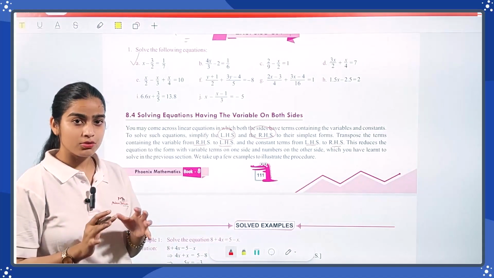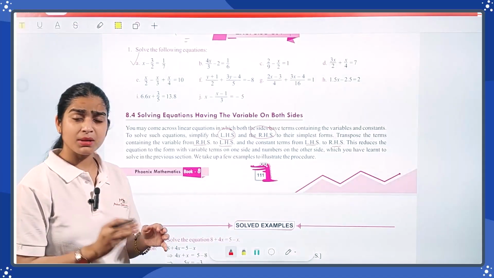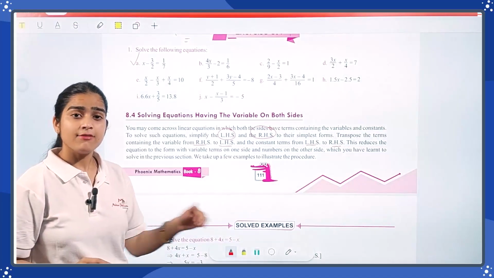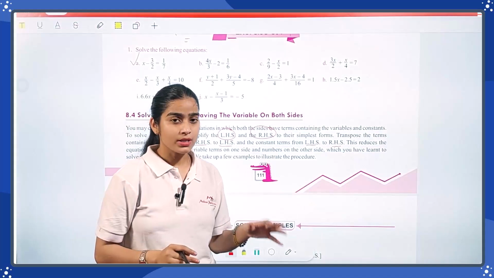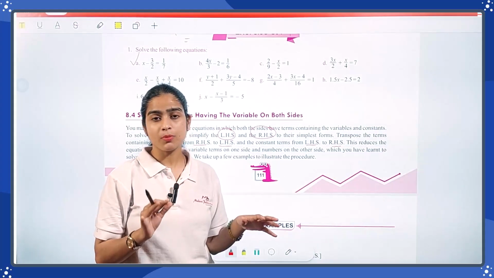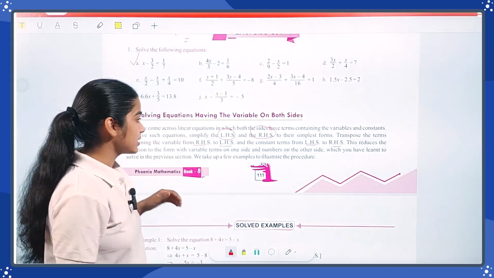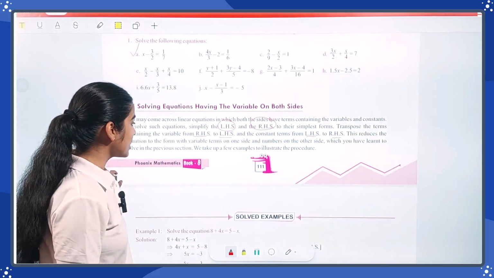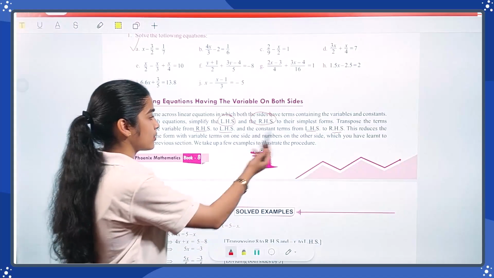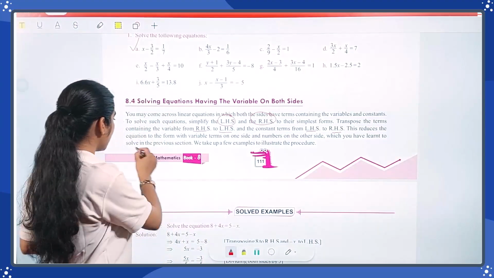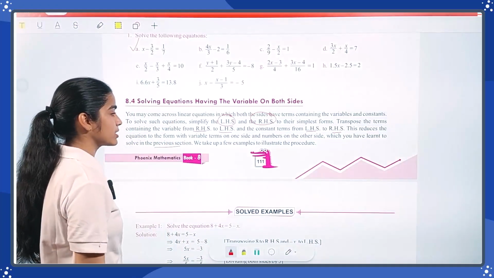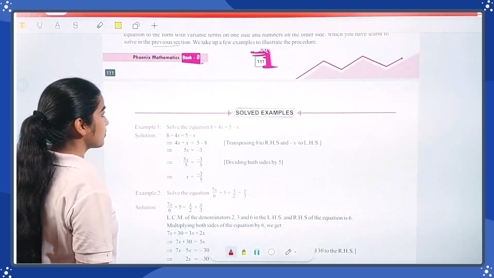I hope, students, you know what is meant by variable and what is meant by constant. The alphabets we have relate to the variables, and the constant is a numerical value, 1, 2, 3, 4, any natural number. This reduces the equation to the form with the variable terms on one side and the number on the other side, which you have learnt to solve in the previous section. We take a few examples to illustrate this procedure.